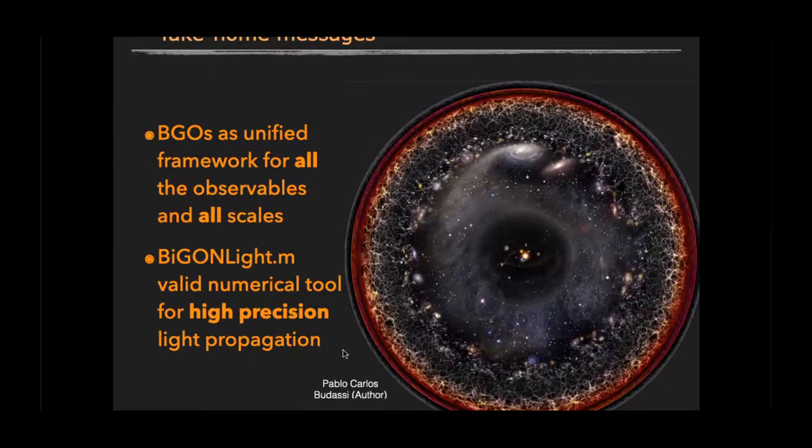Okay, so we reached the end of my presentation, and I hope I was able to show you that the BGO provides a unified framework to study light propagation and that can be used to extract all possible optical observables, and also that the BGO light package is a valid numerical tool for studying light propagation.